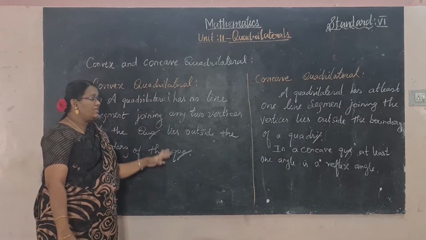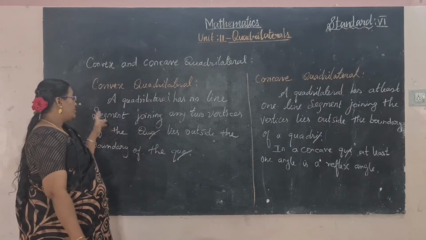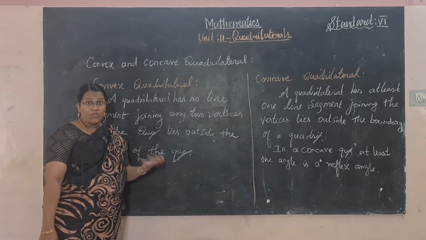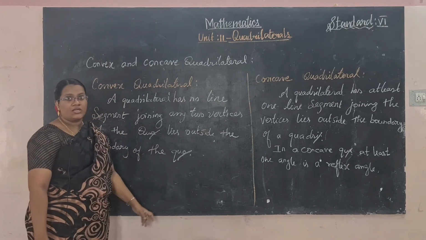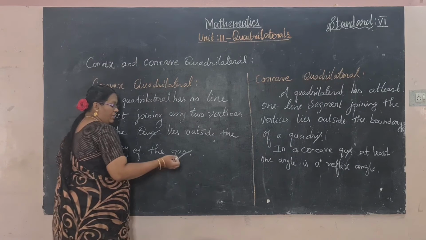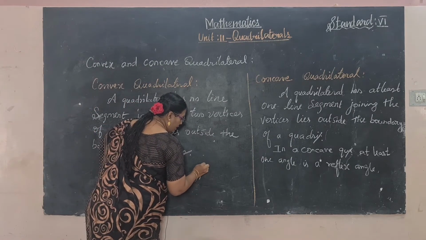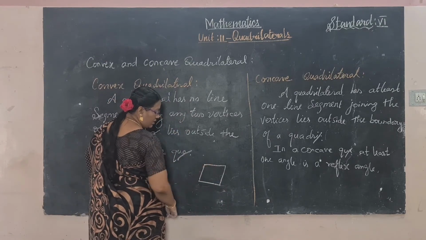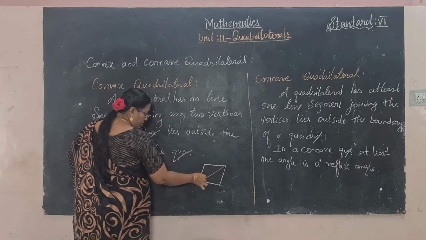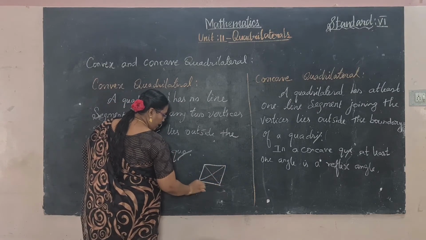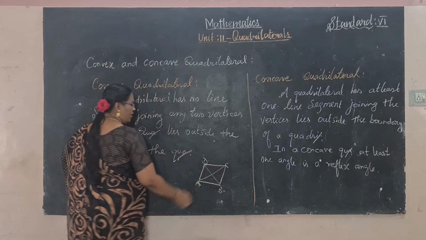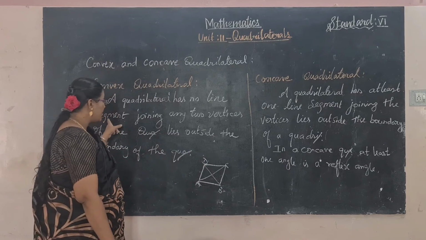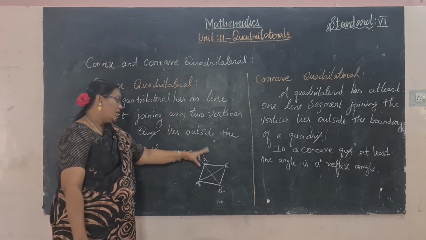Convex quadrilateral: a quadrilateral which has no line segment joining any two vertices outside the boundary is called a convex quadrilateral. You already know the types of quadrilateral. For example, I have considered the parallelogram. These are the diagonals of the parallelogram A, B, C, D.